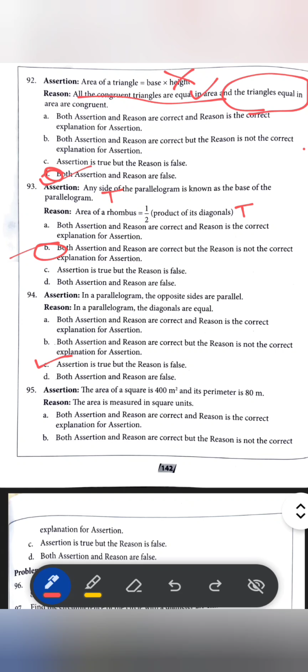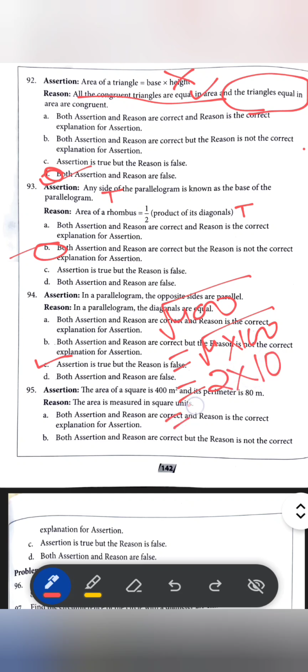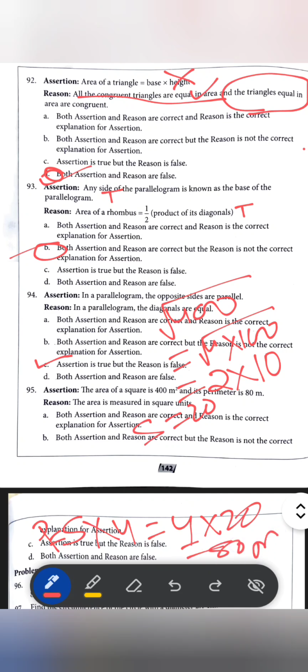Now the last question, question number 95. The area of a square is 400 meters square and its perimeter is 80 meters. So let's check that one. If it is 400 meters square, it means side is equal to square root of 400, that is equal to square root of 4 into 100. Square root of 4 is equal to 2, square root of 100 is equal to 10, so answer is equal to 20. So if the side is equal to 20, then the perimeter is side into 4, that is 4 into 20 is equal to 80 meter. Okay, so assertion is true.